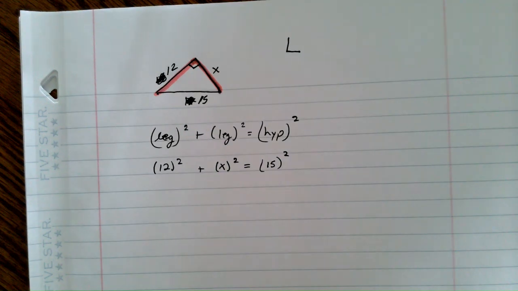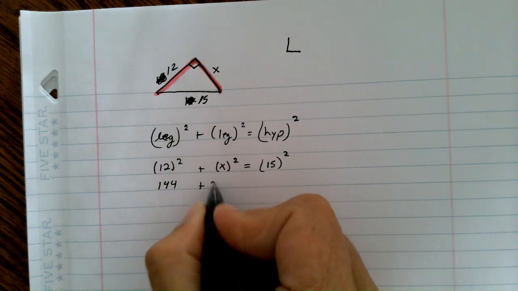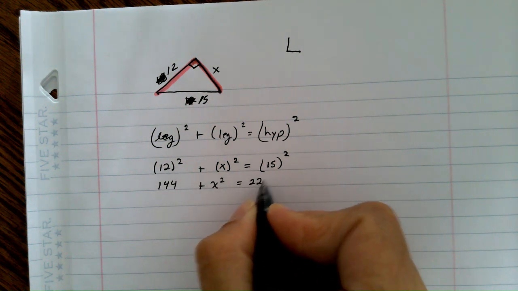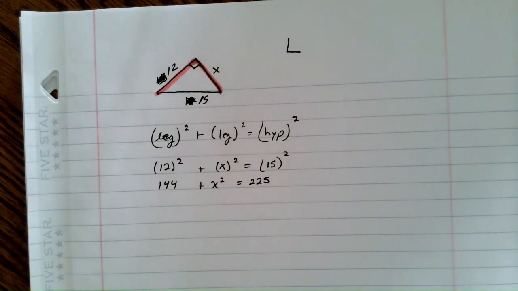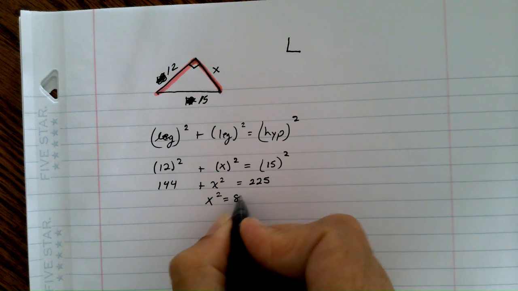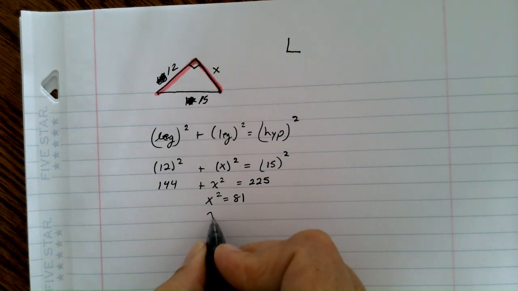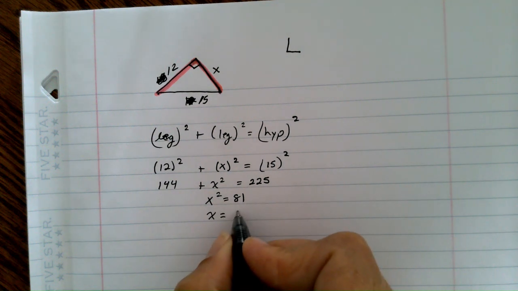Now we can fall back to algebra. 12 squared, because you do exponents first, 144 plus x squared equals 225. And we're going to just subtract that over. Not the 225, the 144. Ooh. So x squared is going to equal 81. Now, when I square root, normally I do plus or minus, but because x is the leg of a triangle, I know it can't be a negative length. So when I square root, I'm just going to use the positive version. The square root of 81 is 9.